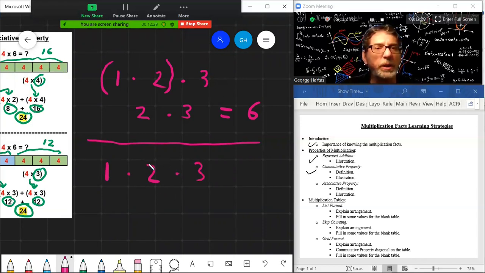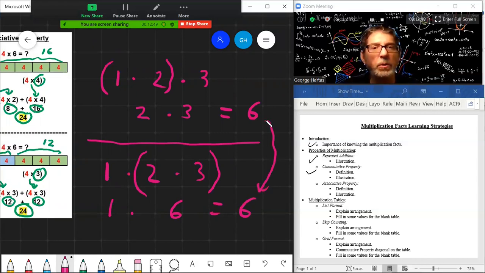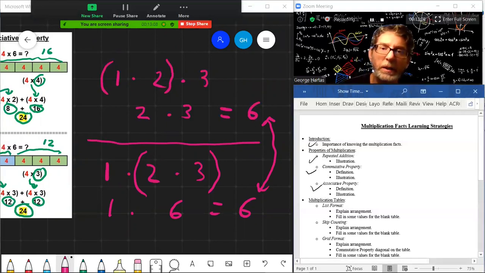Instead, I want to group these 2 here. Okay, so whatever's inside the parenthesis, you have to do that first. So 2 times 3 is 6. Bring down your 1. And 1 times 6 is 6. See that? They're the same. So the grouping does not matter in multiplication. So this is a nice concept to know for later on. All right, so why don't we move on and look at some of the tables here.